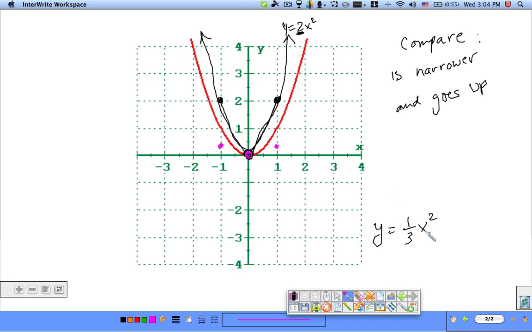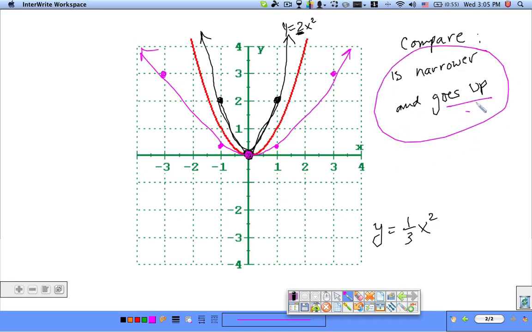Put in 3. If you put in 3, it'd be 9. 1/3 of 9 is 3. So 3, 3, negative 3, 3. And look how wide that is. Draw a nice curve. Okay? That's how you graph and compare. Is it narrow? Is it wide? Does it go up? Does it go down? Those are the main ideas of graphing and comparing.